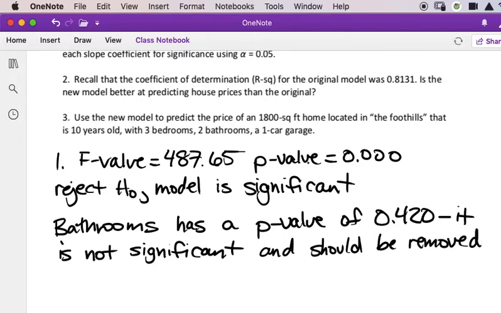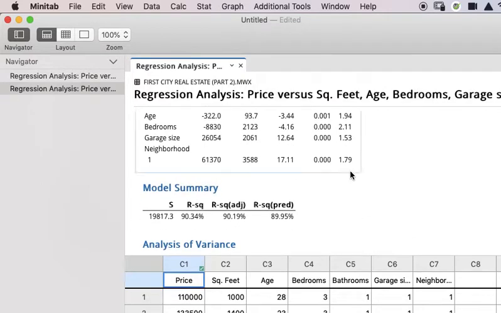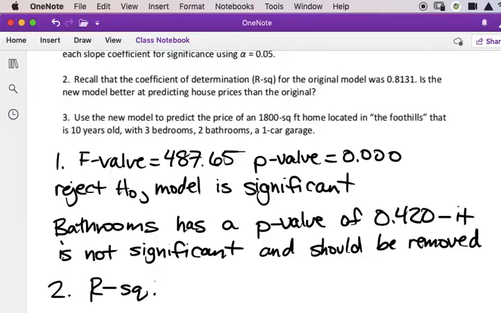So now we're going to look at the coefficient of determination, or the R-squared value. Going down to the model summary box, the R-squared value is 90.34%. Or if I'm entering that as a decimal, it would be 0.9034.